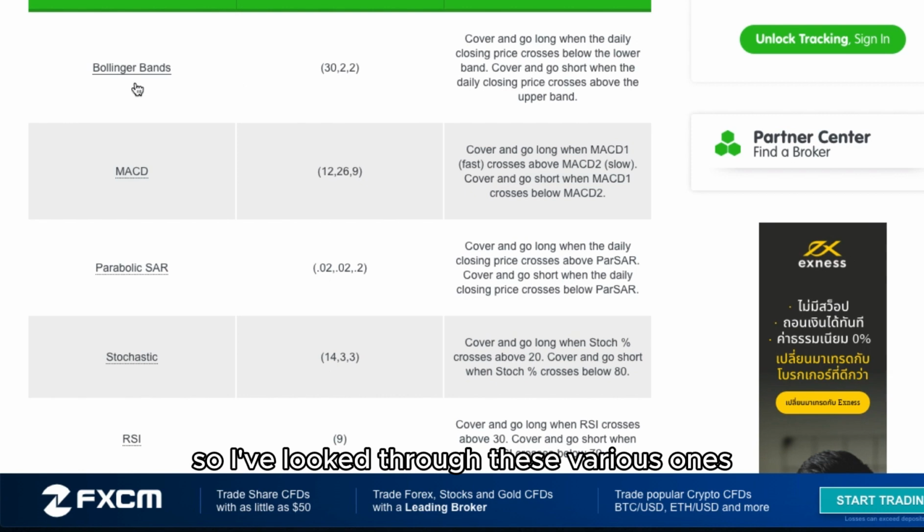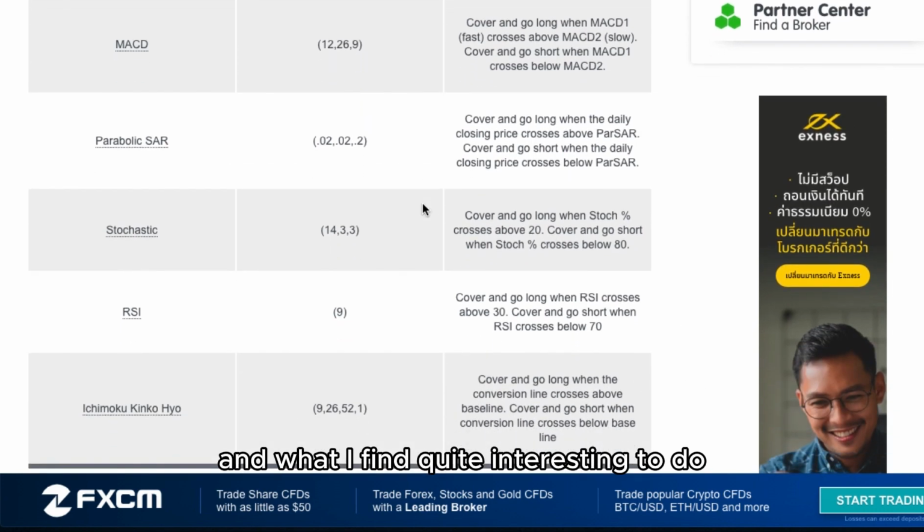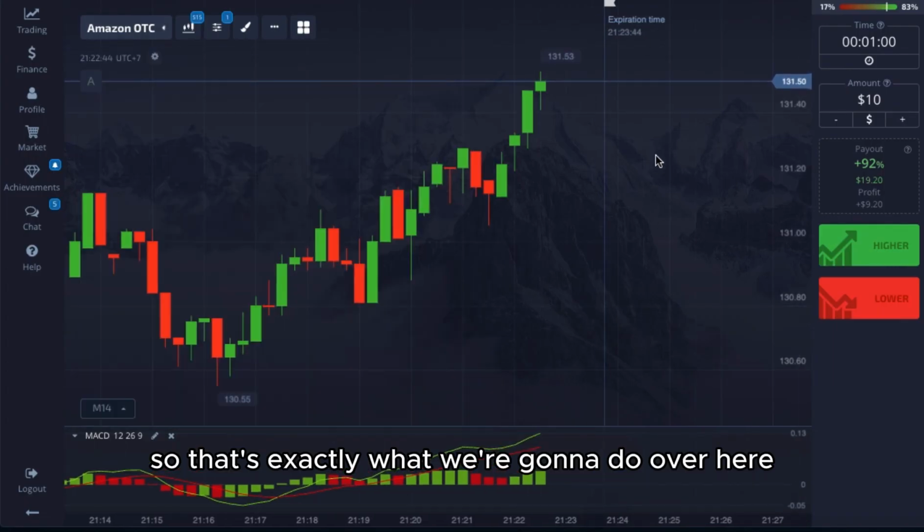So I've looked through these various ones, and one I find quite interesting, which I'm going to be doing today, is the MACD. Specifically, they're going to go long when the MACD fast line crosses above the slow line, and go short when MACD 1 crosses below MACD 2. So that's exactly what we're going to do over here.